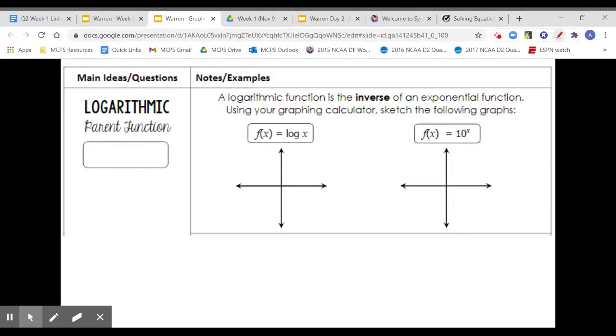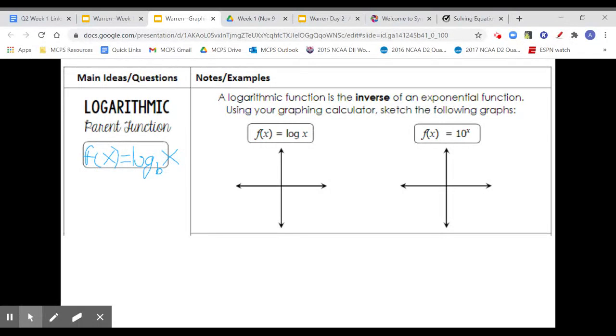So before we get started, we have to think about what the parent function of a logarithm is, because when we talk about graphs, we talk about the parent or the most basic version of the function, and then we also talk about transformations of that function. So when I talk about the parent function, what I'm referring to is f of x equals the log base b of x. So there's not one specific base that will always be the parent.